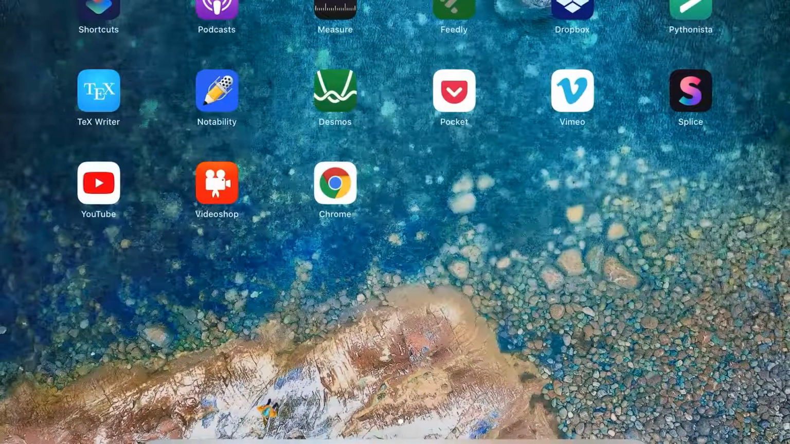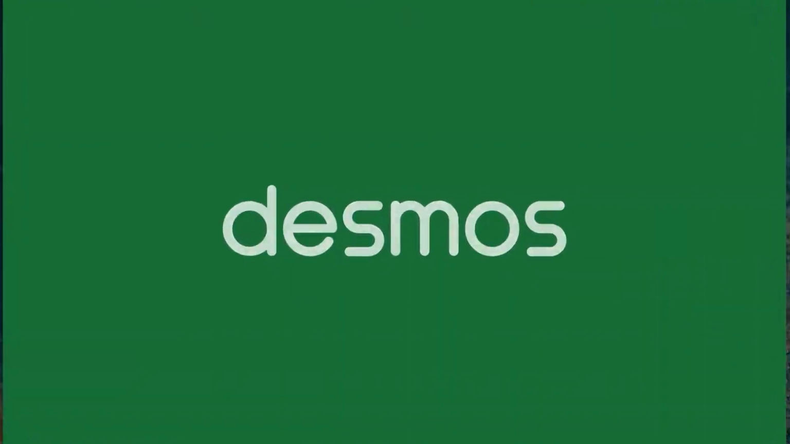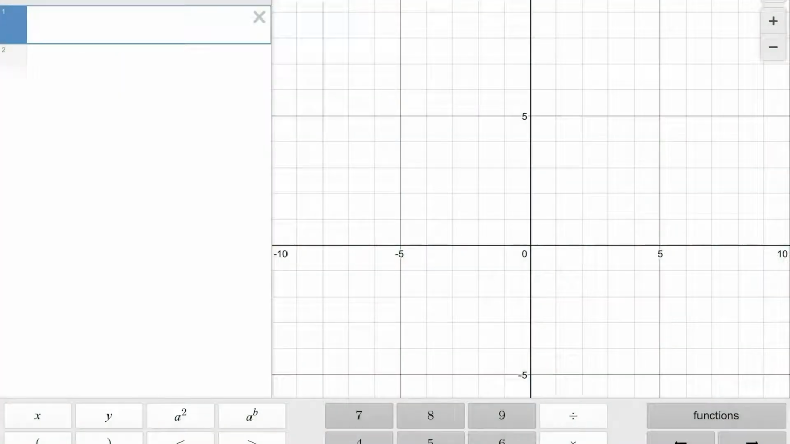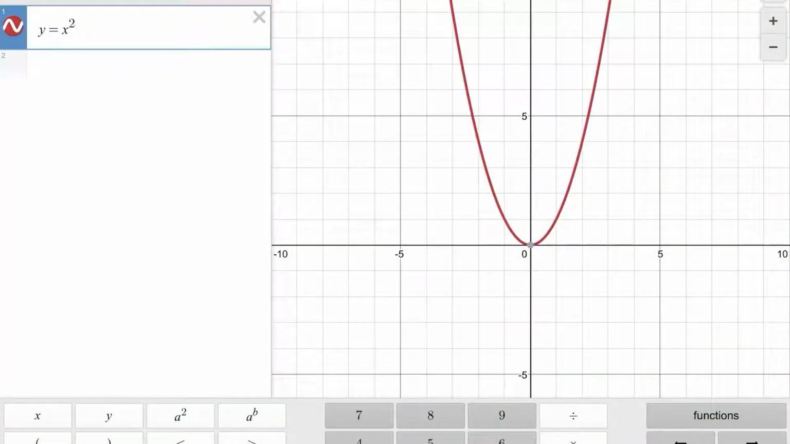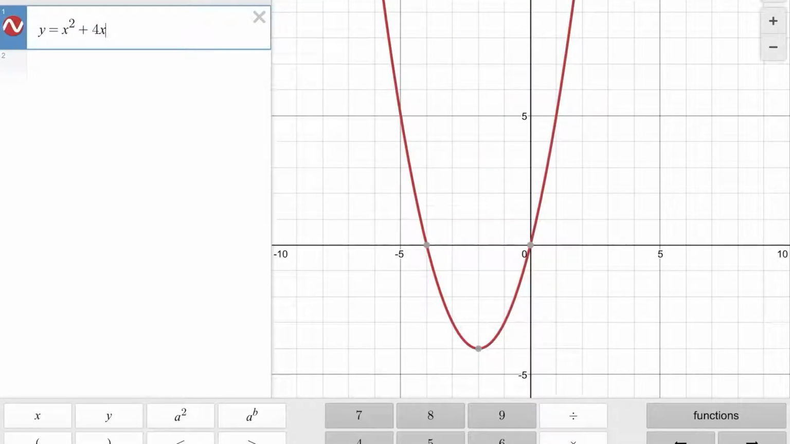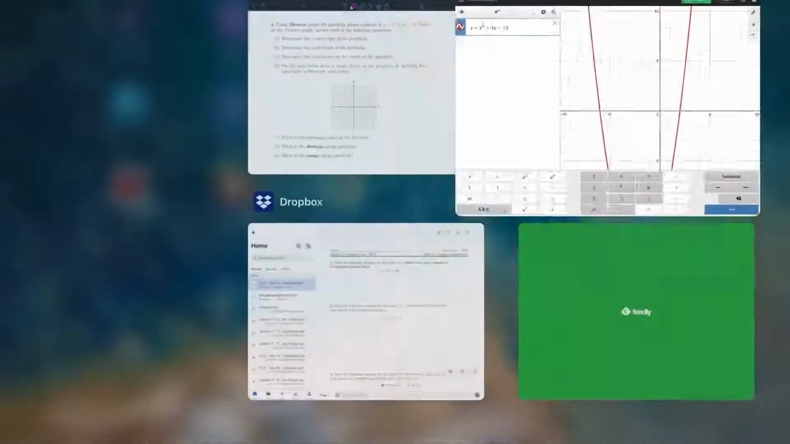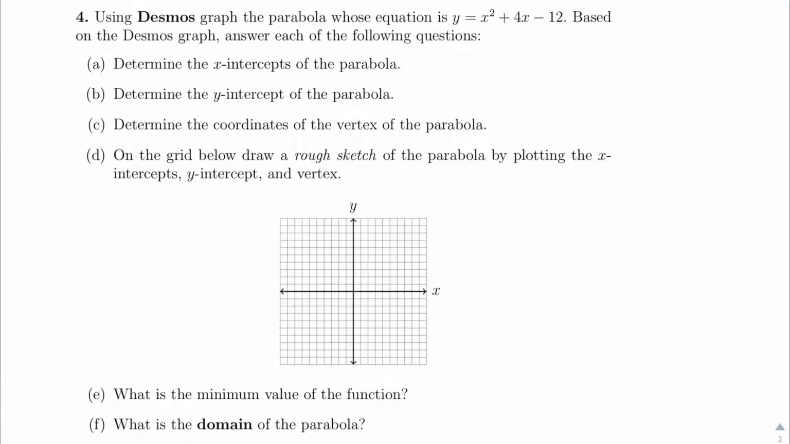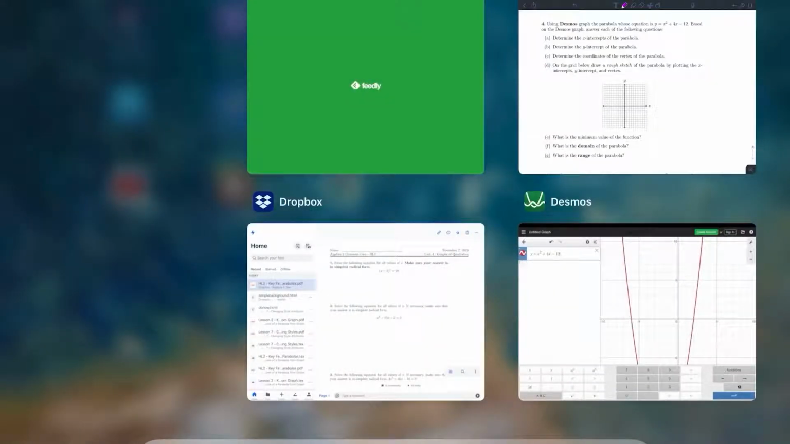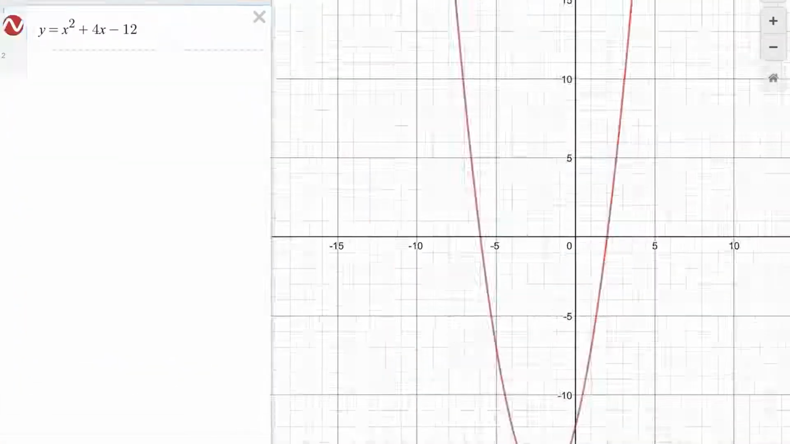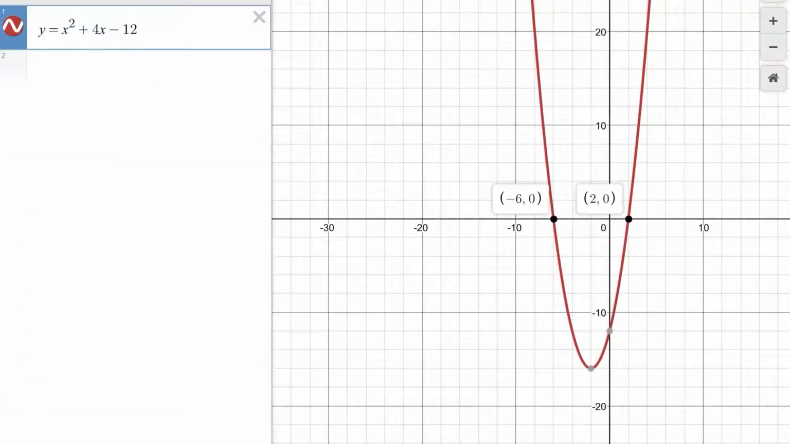So we go over to Desmos. That's not Desmos, that's Feedly. Desmos, and we do y equals x squared plus 4x minus 12. I think I got the right equation there. Yep. All right, now we're looking for a bunch of stuff. So the x-intercepts, y-intercepts, and vertex. Let's get those all at once. X-intercepts, y-intercept, vertex.